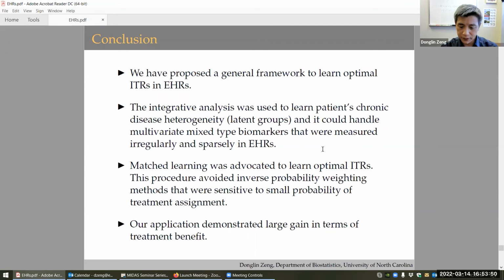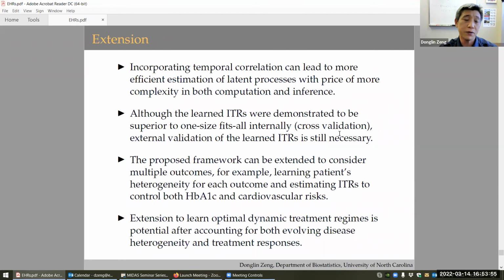Okay, so the other thing, we're going to talk about some extensions. For example, when I learned this latent process, I really didn't use this temporal correlation. I used cross-sectional correlation, just between biomarkers at each time point. The reason we try not to do temporal correlation is, first, modeling it is complicated, and the second is computational challenge. Once you incorporate temporal correlation, you can learn better clustering, right? Because you're going to capture temporal change in the latent process, but computation will be challenging.